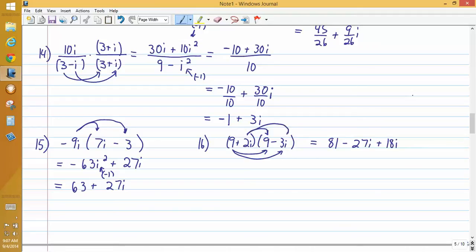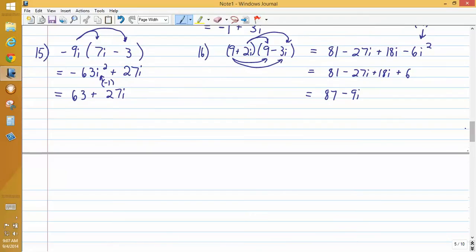And multiply the last terms: 2i times negative 3i is negative 6i squared. So plug in a negative 1 for your i squared. And I'm going to have 81 minus 27i plus 18i plus 6 when I plug in that negative 1 in parentheses. So add like terms, so I have 87. And put your two i terms together, that's going to be minus 9i. So 87 minus 9i.